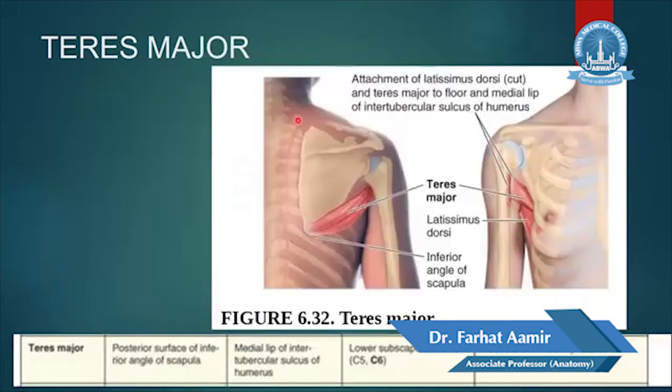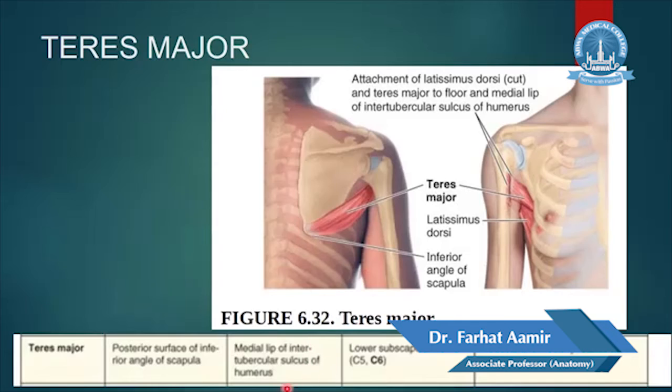Now the fifth muscle, teres major muscle. Teres major originates from the posterior surface of the inferior angle of the scapula. See here, it originates from the inferior angle of the scapula, covering the lower part of the lateral border of the scapula, and it is inserted over the medial lip of the intertubercular sulcus of the humerus.